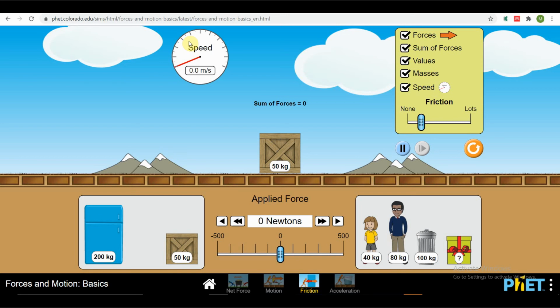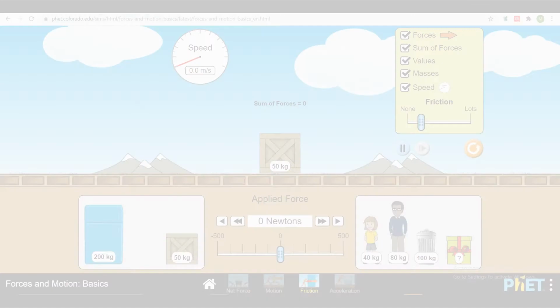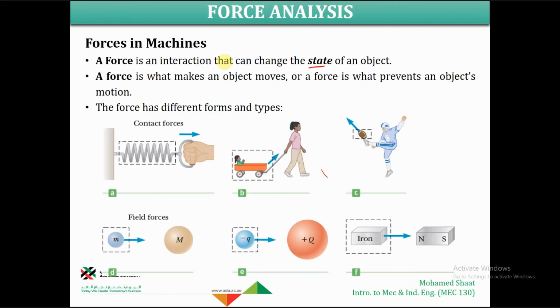So this is the importance of forces in different engineering applications, and this is what a force means. As we said, a force is an interaction that tends to change the state of an object. Or simply, we can say that force is what makes an object move, or what prevents the motion of an object.